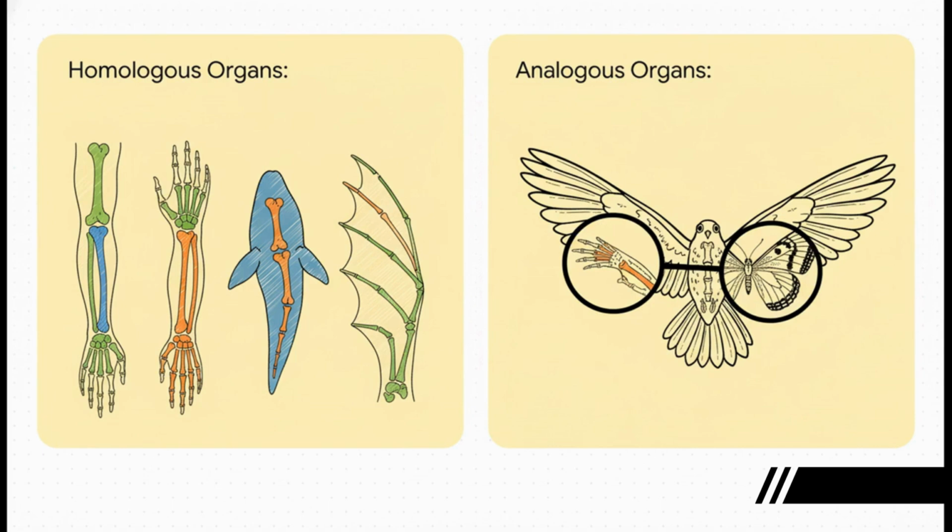Now look at the other side. The wings of a bird and a butterfly. One is bone and feathers. The other is made of something called chitin. Totally different origins, but both are used for flight. Different origin, same function. That's an analogous structure.